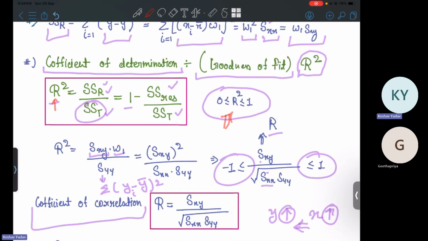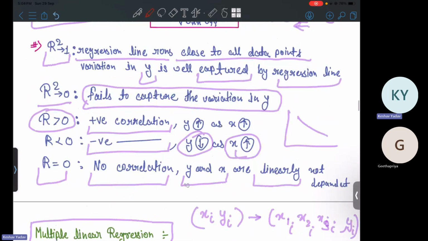If it is close to 1, what does it mean? The model is able to capture the variation. And if it is close to 0, what does it mean? The model is not able to capture the variation in Y.